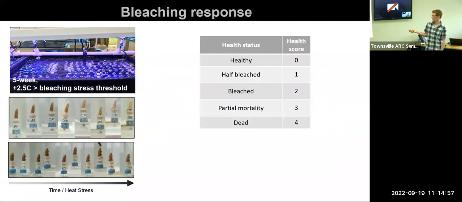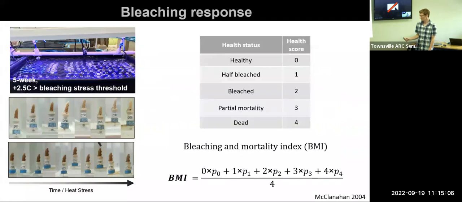And we've recorded five different health status categories: healthy, half bleached, bleached, partially dead, and dead. And because you've got replicates for each colony, you can put this together as a weighted average bleaching and mortality index that's been used by Tim McClanahan in his 2004 paper to look at differences in bleaching between taxa. That allows us to have one number at a particular time point for the status of one colony. So a colony with a BMI of 1 will have all of the replicate fragments dead. A colony with a BMI of 0 will have all replicate fragments healthy.